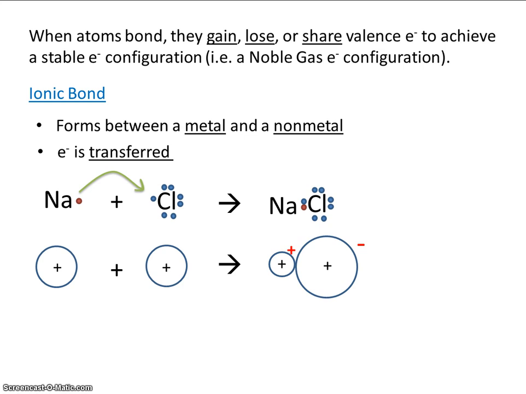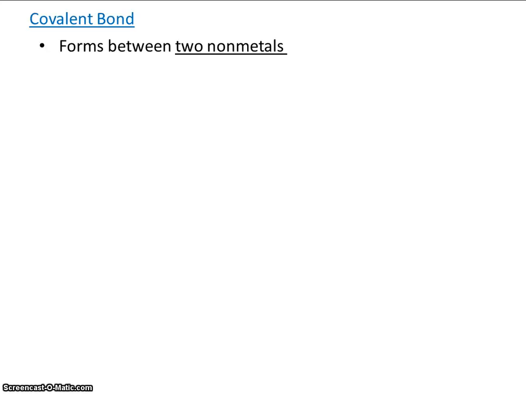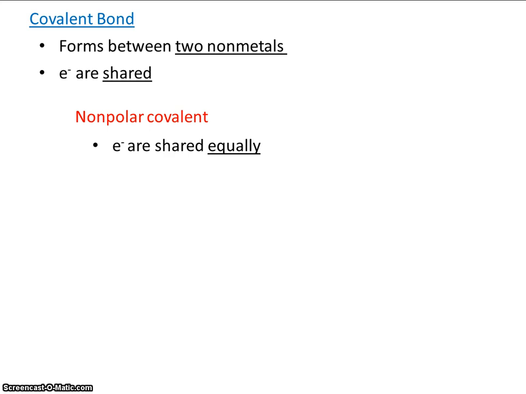That's ionic bonding. Now let's look at covalent bonding. A covalent bond forms between two nonmetals. In a covalent bond, electrons are shared. There's two types. Remember, they're nonpolar and polar. Let's first look at nonpolar. In a nonpolar covalent bond, electrons are shared equally. And it often occurs between two identical atoms.